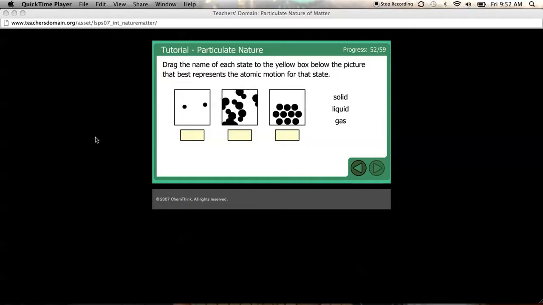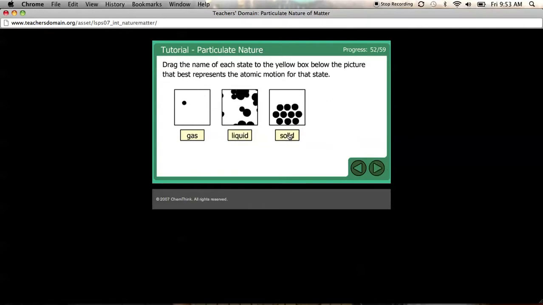Okay, so this is a little practice for you. It shows 3 different states. It shows solid, liquid, and gas, which is which. You should be like, duh. Okay, so gas. Let me get it. Gas over here, liquid in the middle, solid over here. Nice, tightly packed, can barely move.